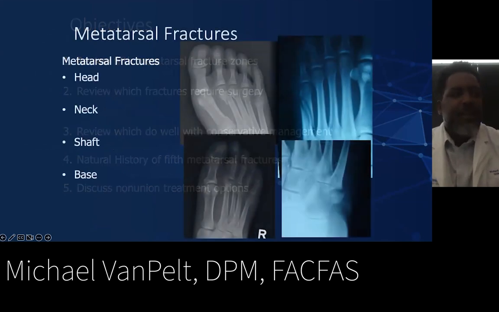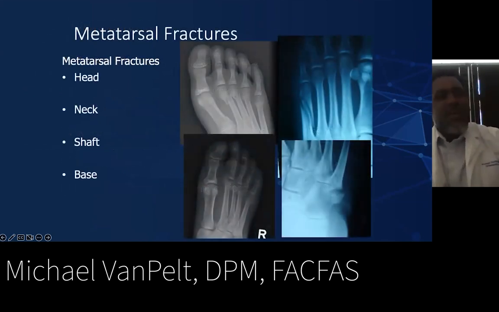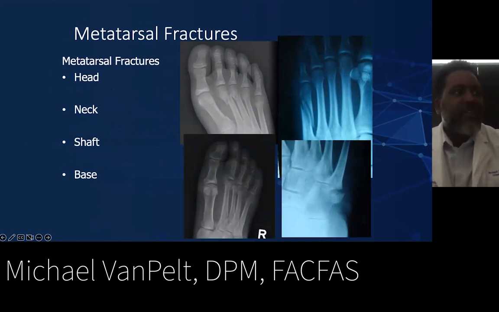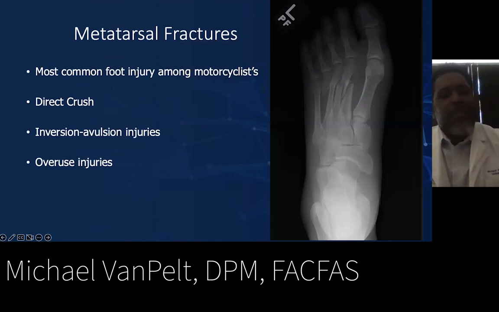So I'm going to talk about fifth metatarsal fractures. Just in general, metatarsal fractures can be broken up into head fractures, neck fractures, shaft fractures, or base fractures. Metatarsal fractures, and fractures in general, are common injuries among motorcyclists, often occurring from direct crush, but they can also present from an inversion type injury resulting in avulsion type injuries, and they can also come from overuse injuries.